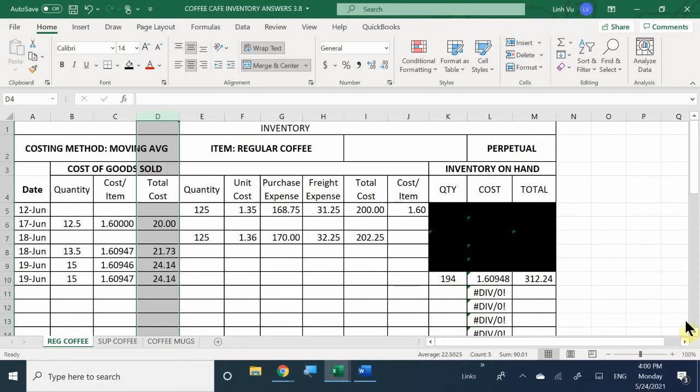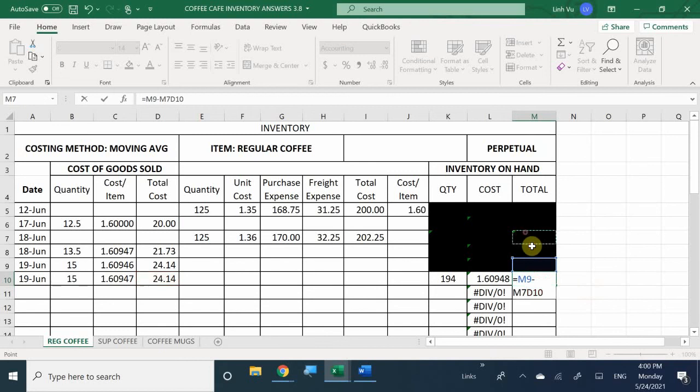No, no. On inventory on hand total, that's not an equal round. No equal round. It's just numbers.